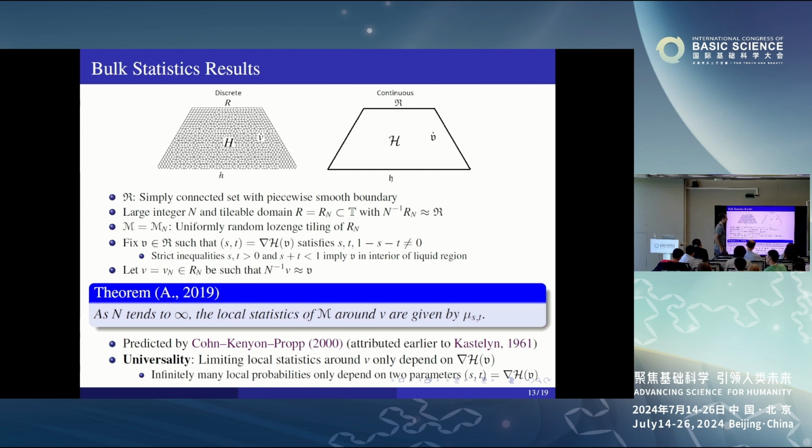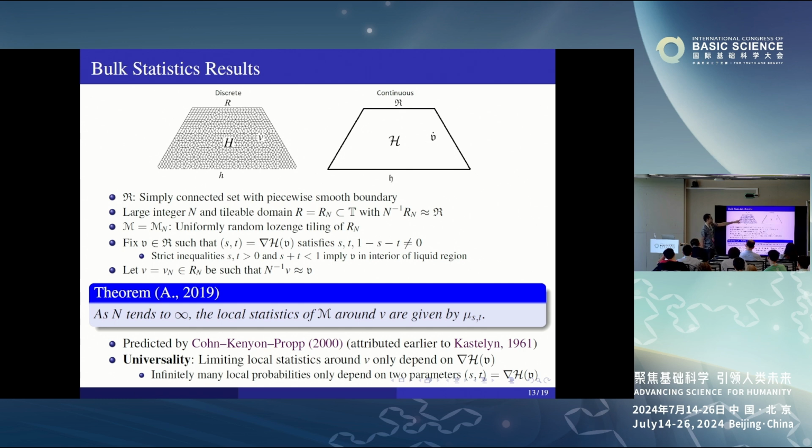We're going to assume that s, t, and 1 minus s minus t are all non-zero. What that basically means is that you have a non-trivial proportion of each kind of tile. You need this because otherwise you're in the frozen region, which you don't want to be. I want to be in the liquid region. I want to see all types of tiles and see that randomness. So I want all these numbers to be non-zero. These strict inequalities imply that V is in the interior of the liquid region.